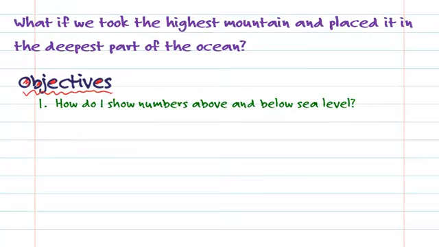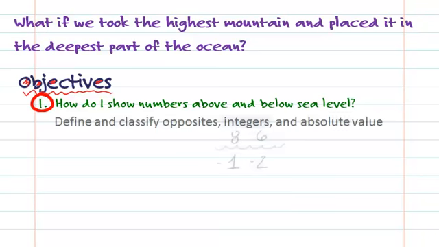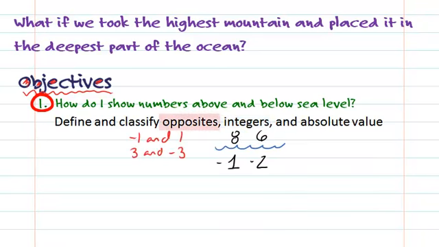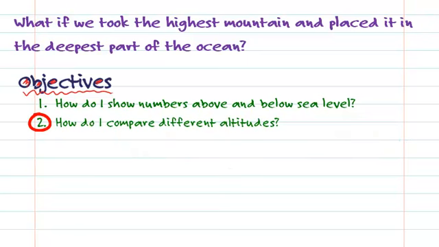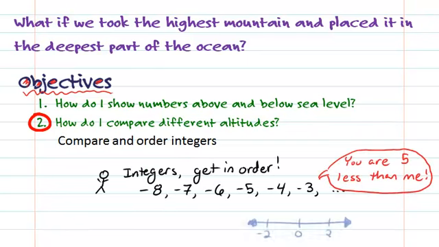In order to help us answer the question, what would happen if we took the highest mountain, Mount Everest, and placed it into the deepest part of the ocean, we need to answer a few other questions. How do I show numbers are above or below sea level? In order to do that, I need to know how to use positive and negative numbers. How do I compare different altitudes? We will need to know how to compare and order integers on a number line.